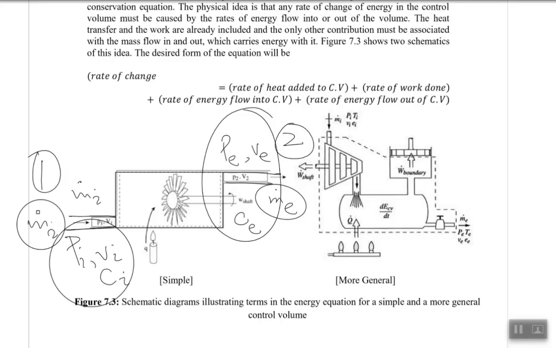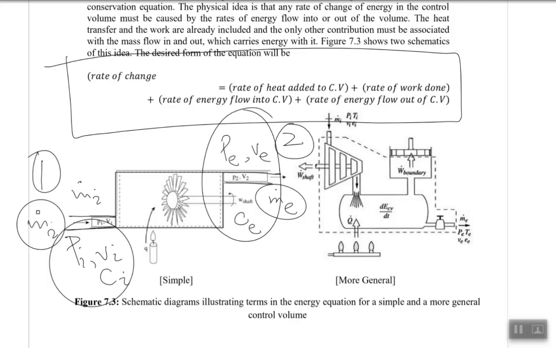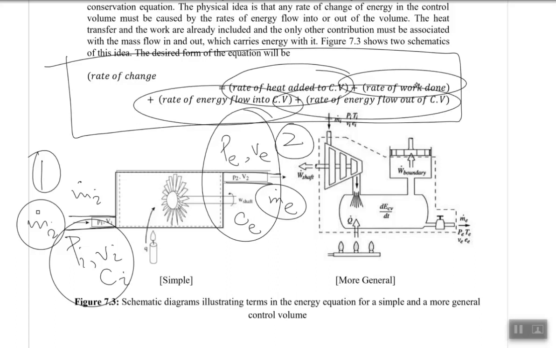The total rate of change of energy of the control volume would be the rate of heat added to the system, control volume, rate of doing work, rate of energy flowing into the system with the mass, what I said earlier, and rate of energy flowing out of the control volume with the mass. So we will be having four different kinds of energy. One would be the heat energy, one would be the work energy, one would be the energy entering the system with the mass, and one would be the energy leaving the system with the mass.